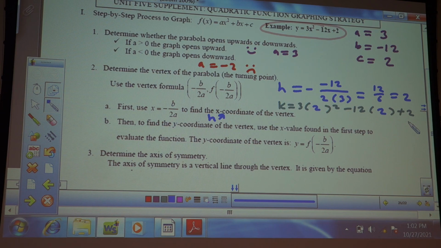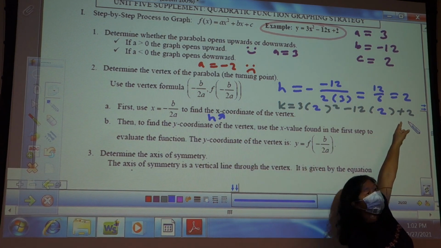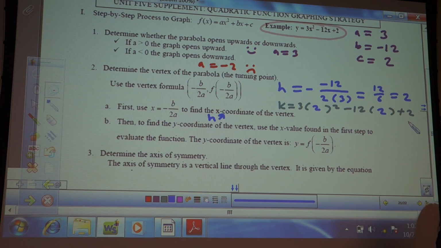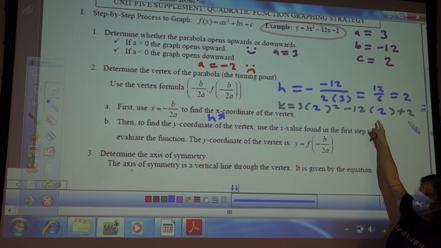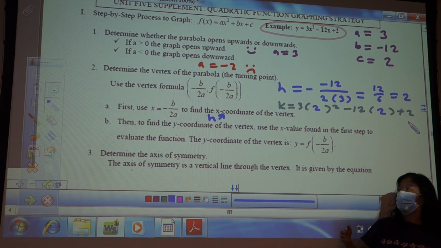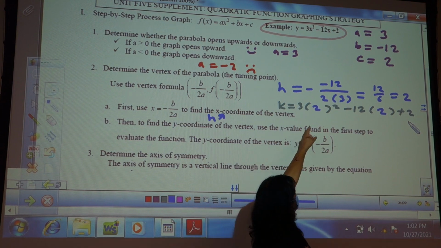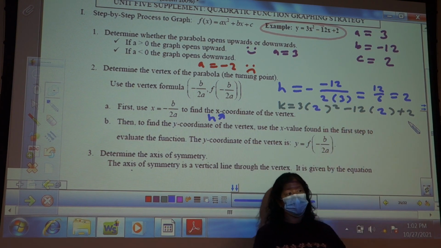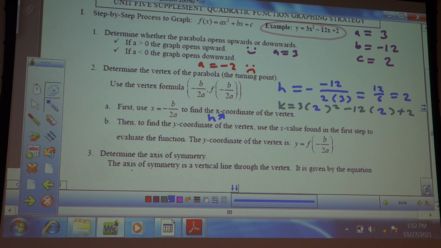All right, so do folks understand why we're doing this? Does everyone understand how we found 2? So that's my X at the vertex. That's what we call H. So I'm going to plug that in to my formula for X to figure out what my Y is, what my K is at the vertex. My Y at the vertex is what we call K. So I'm going to find my K by plugging in H for X. So I'll put 2 in for X, and I'll figure out what the Y value at the vertex is.